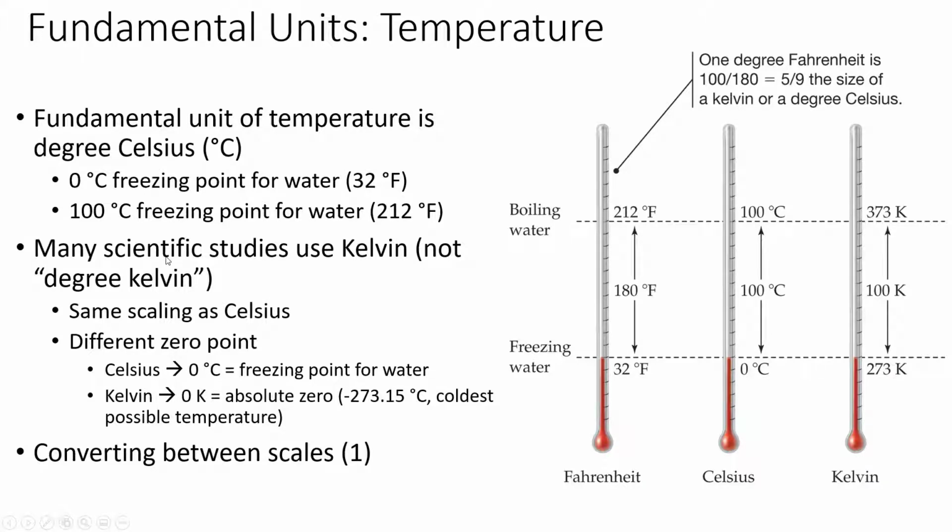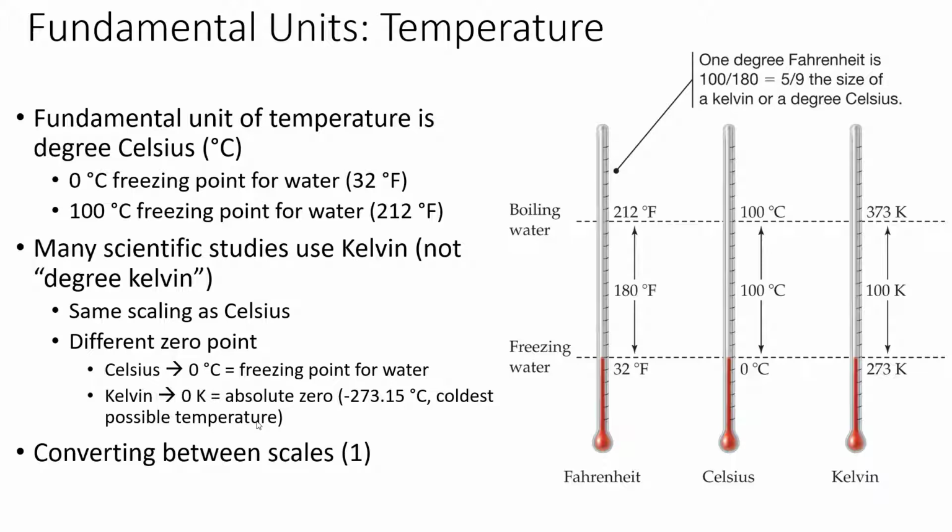So many scientific studies will use a measurement of temperature called Kelvin. And again, this is not degree Kelvin, this is actually just Kelvin. It's the same scaling as Celsius, but there's a different 0 point. Whereas Celsius defines 0 as the freezing point of water, Kelvin defines 0 as absolute 0, which is equal to negative 273.15 degrees Celsius, which is the coldest possible temperature. So 0 Kelvin is called absolute 0, where there's actually no molecular movement.